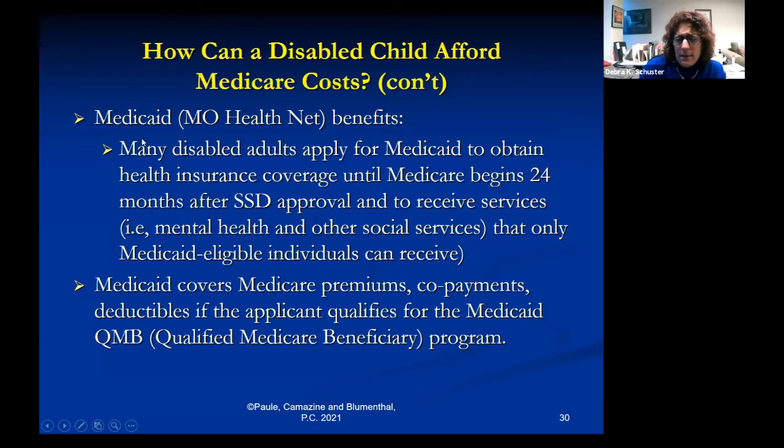So Medicaid in Missouri is known as Mo Health Net, which I'm sure many of you know, if not all of you. And many disabled adults apply for Medicaid to obtain health insurance coverage until that Medicare kicks in during that 24-month period, after they've been approved for Social Security disability, but before Medicare begins. Medicaid can cover Medicare premiums, co-payments, and deductibles if the individual applies for the Medicaid Qualified Medicare Beneficiary program. So some people don't use Medicaid for the health insurance itself, but they use it for Medicare premiums and co-payments. And those are individuals who qualify for the low income. There's the SLMB program, or the Qualified Medicare Beneficiary QMB program, and they pay different levels of Medicare premiums.